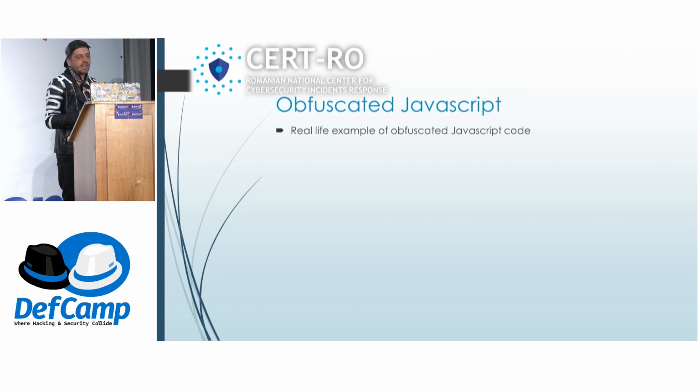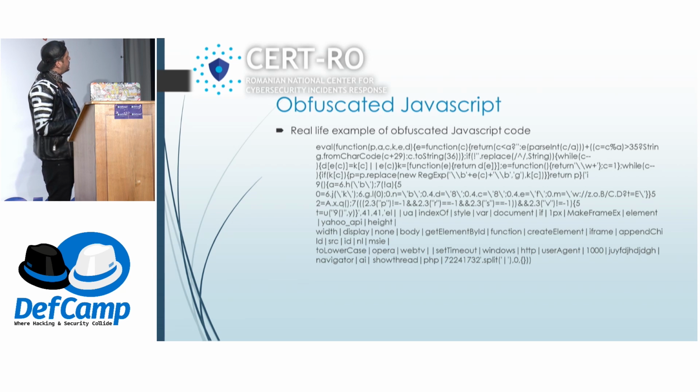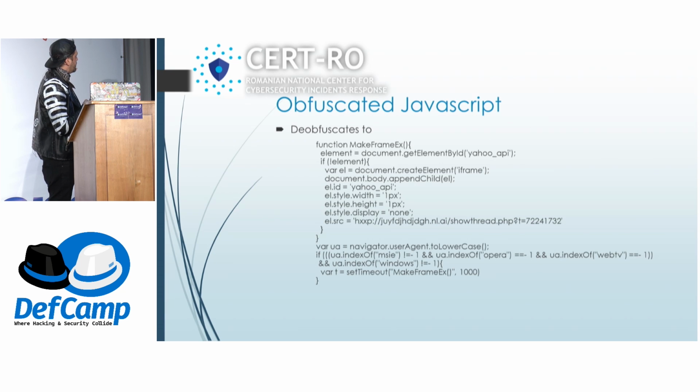I'll show you a real-life example of obfuscated JavaScript, which we found in the wild. As you can see, there is nothing that you can decide for certain that there is a malicious redirect going on here. But as soon as we deobfuscate this code, we can clearly see very normal looking JavaScript code.